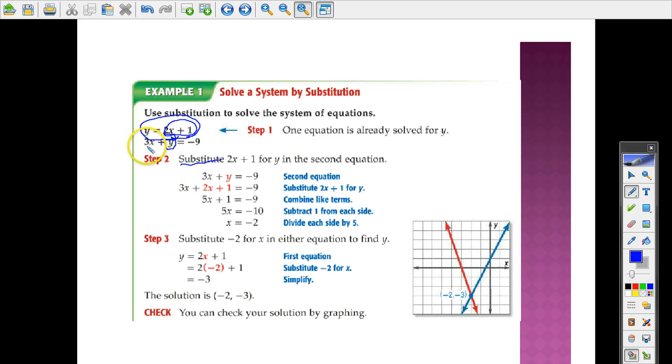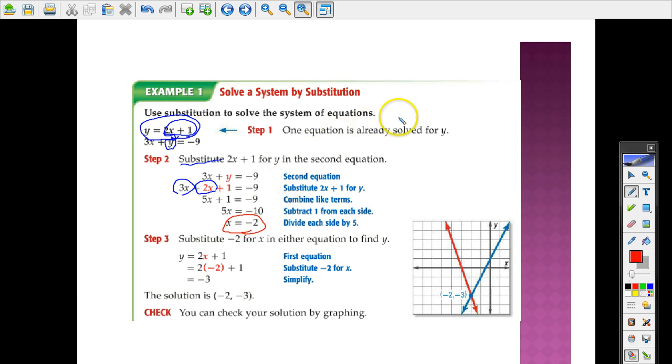That means you have 3x, and instead of y, you're going to use 2x plus 1, equals negative 9. Here now you have some like terms. 3x plus 2x becomes 5x. That's all you did here. And then we're going back to how to solve for x. This is a two-step equation. Subtract 1 on each side. Now divide by 5 on each side. And you have x equals negative 2. That's the first part.